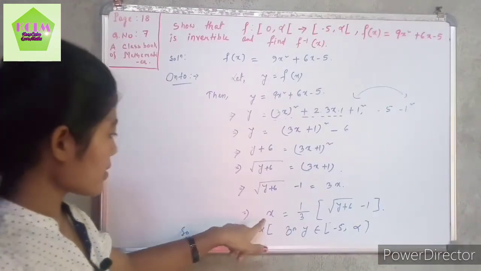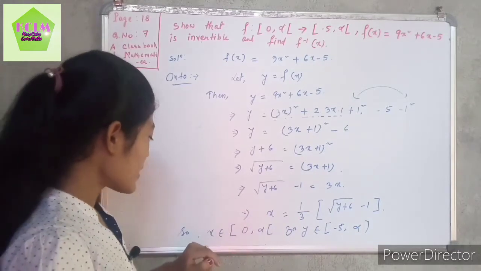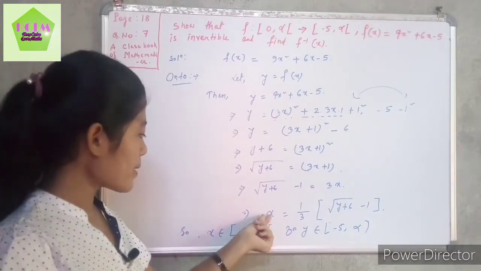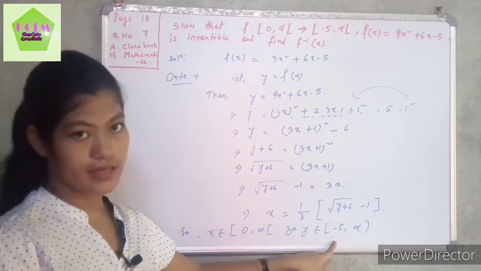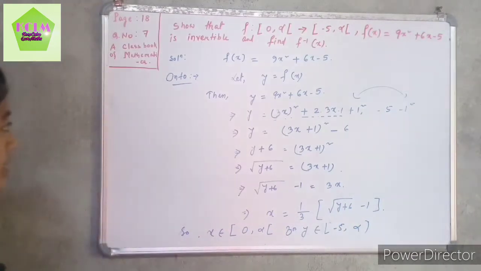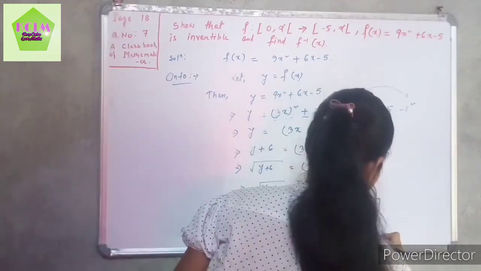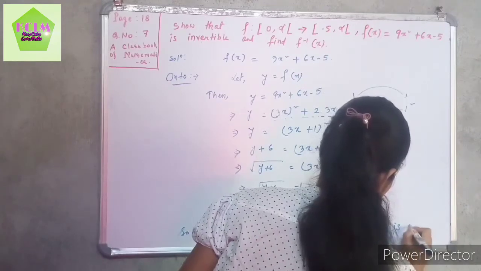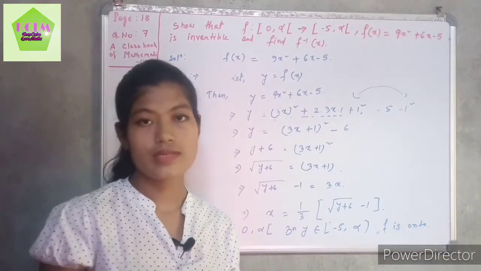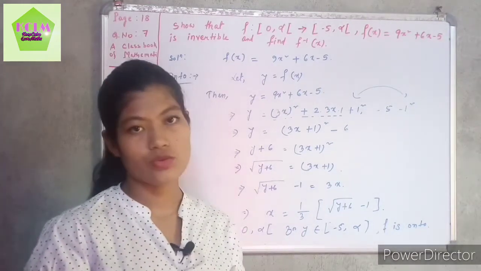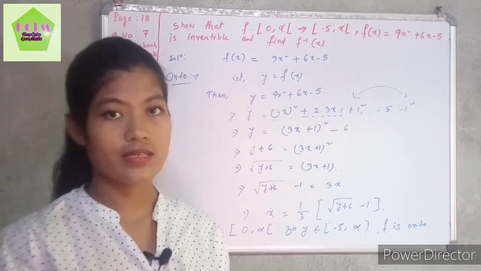So since we have got this expression of x, I can directly say that this will be belonging to this interval if we take y in this interval. So we can directly say that this function f is onto. Therefore, f is onto. So since f is both 1-1 as well as onto, therefore f is a bijective map, and hence it is invertible.